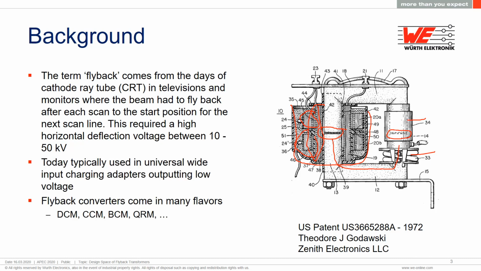Today, flyback transformers are almost all found in universal wide input charging adapters because of their ability to do the opposite: take a variable high voltage input and produce a low voltage output. There are many topologies of flyback converters, including discontinuous conduction mode, continuous conduction mode, boundary conduction mode, quasi-resonant conduction mode, even things like forced frequency resonant and mixed mode, where one control method is used over a portion of this voltage range and another is used for a different portion.